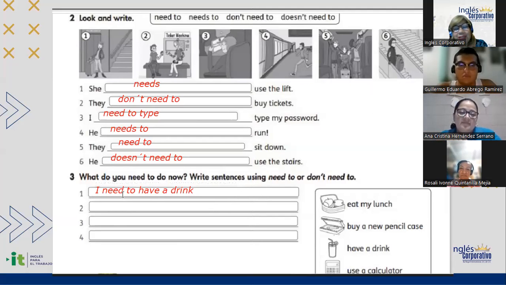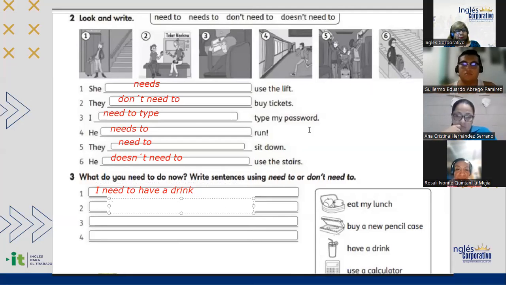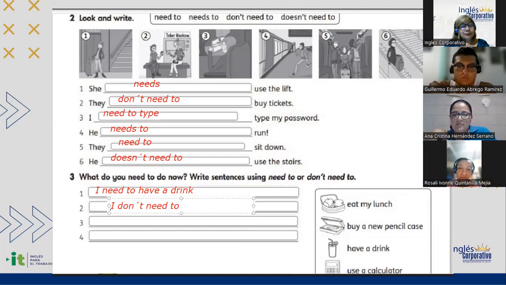Okay, Rosalie, tell me another. I don't need to eat my lunch. Because in reality, you need to eat your dinner right now. Te pasó la hora del almuerzo. You're starving.